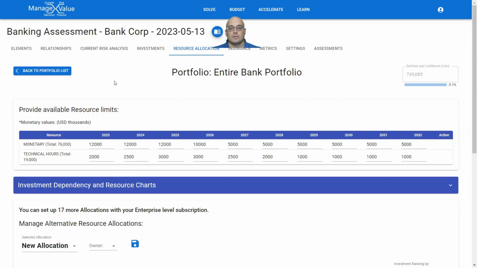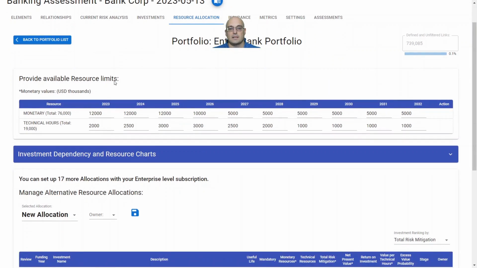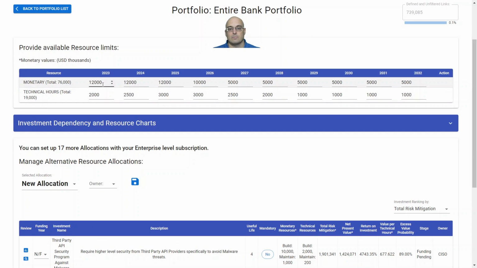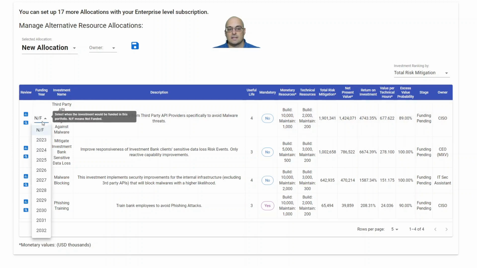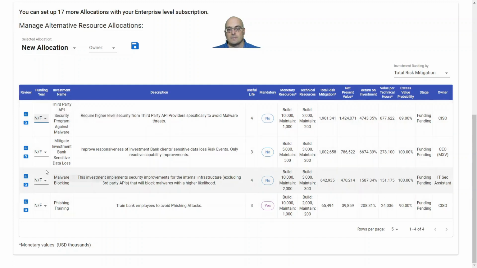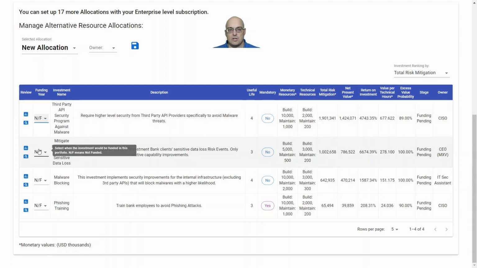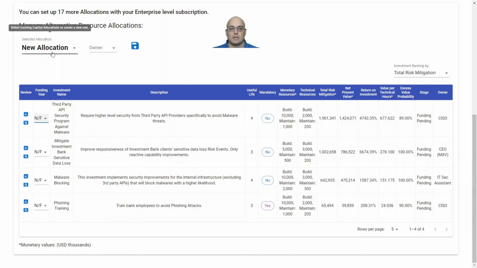Now, if we get into a portfolio, clients can immediately set up multiple resources, monetary resources and technical resource hours available throughout 10 years. And they can start looking at the various investments and select in which year they would fund those investments. Now, in these investments, only those come up that are in a stage that really requires funding and funding approval, not preliminary planning stage investments.